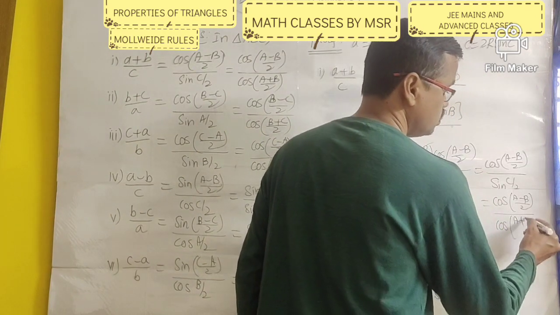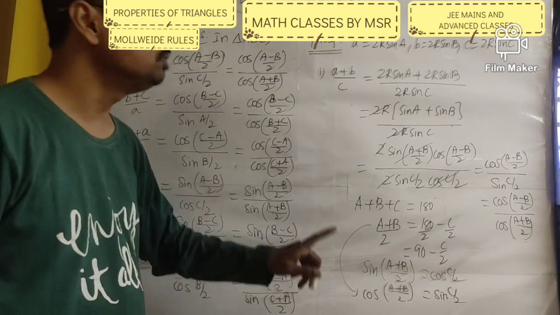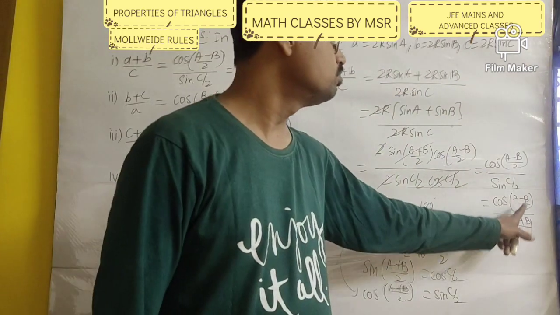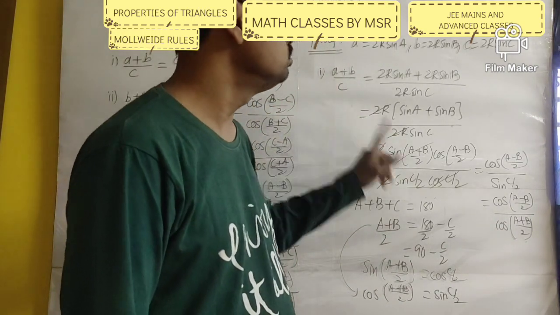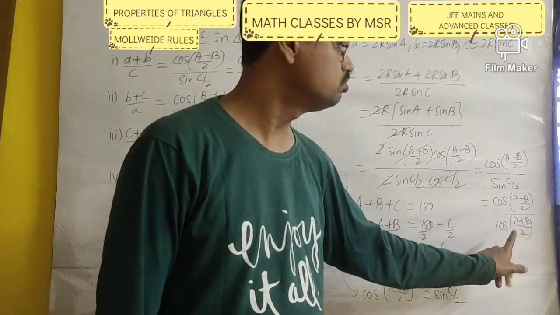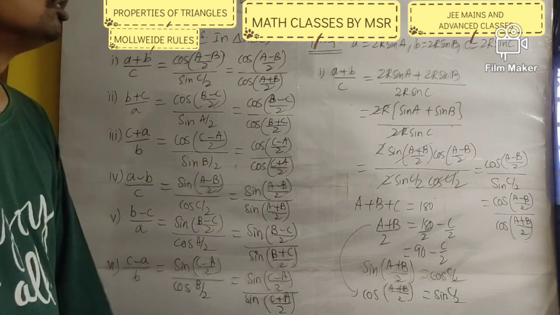Cos of (a plus b) by 2. So (a plus b) by c we can write as cos of (a minus b) by 2 by cos of (a plus b) by 2. Similarly, all these 5 results can be proved.